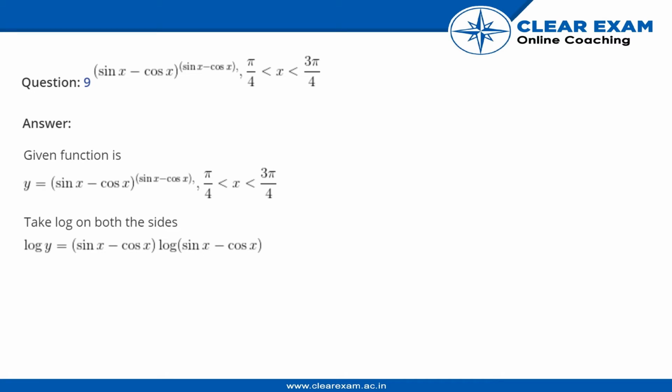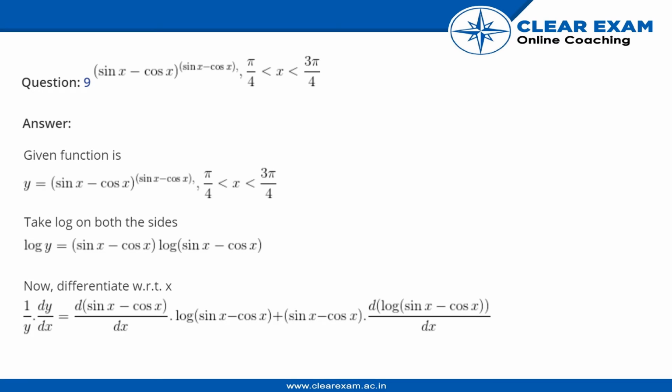Taking log on both sides, log y = (sin x − cos x) log(sin x − cos x). Now differentiate with respect to x. (1/y)(dy/dx) = d(sin x − cos x)/dx × log(sin x − cos x) + (sin x − cos x) × d(log(sin x − cos x))/dx.